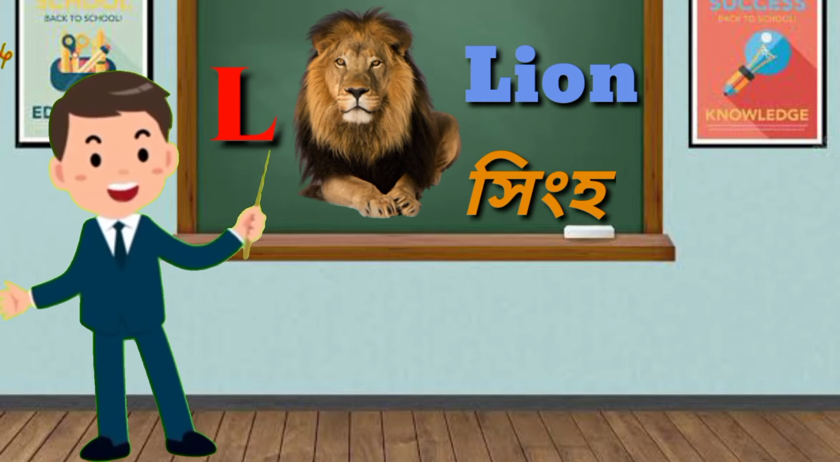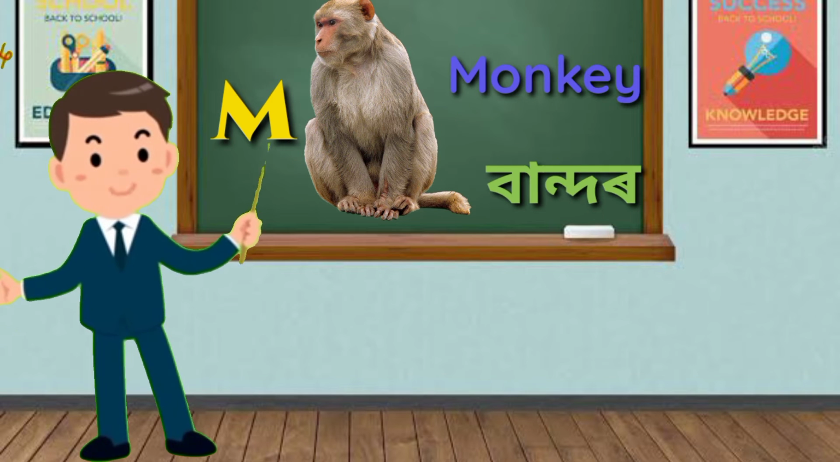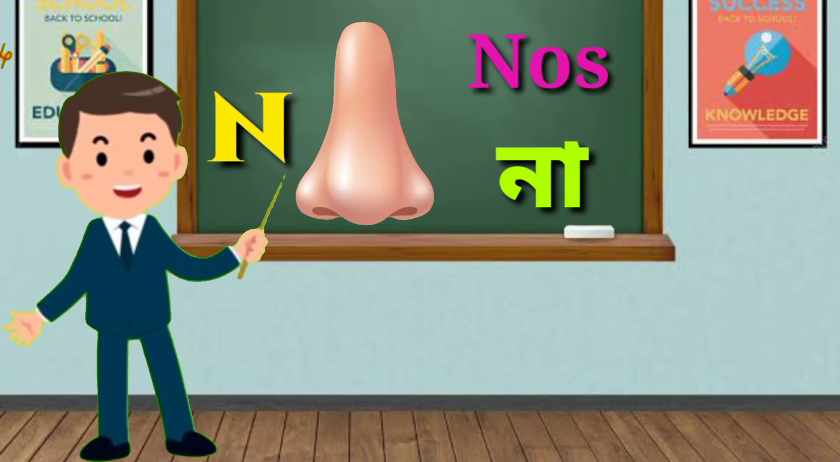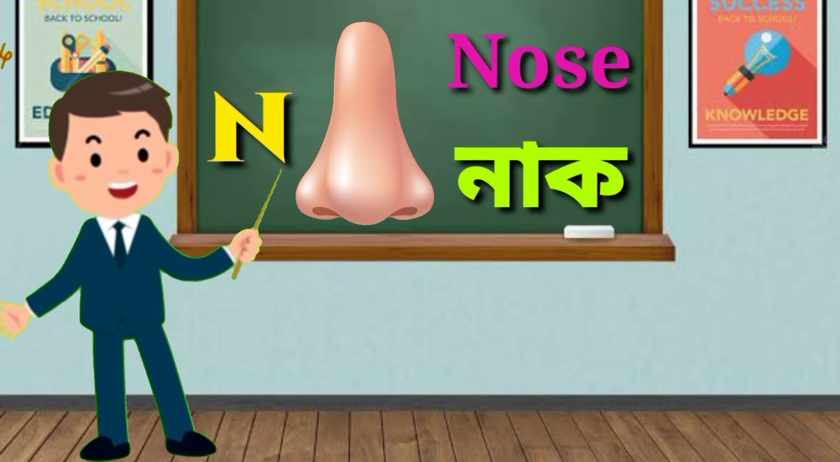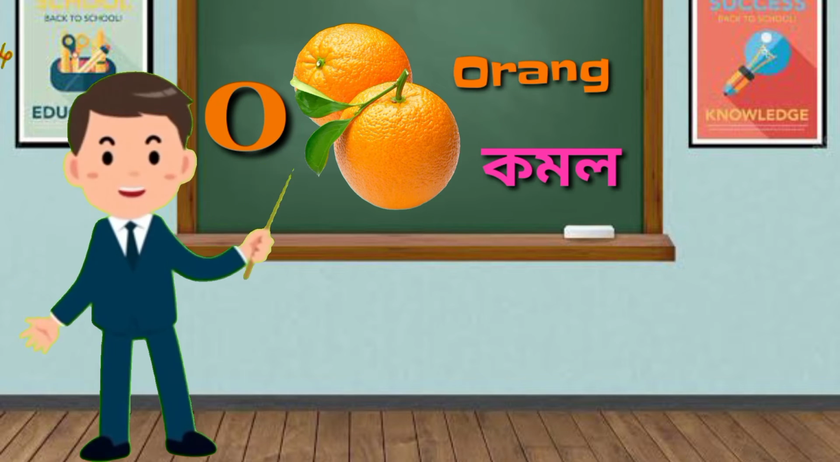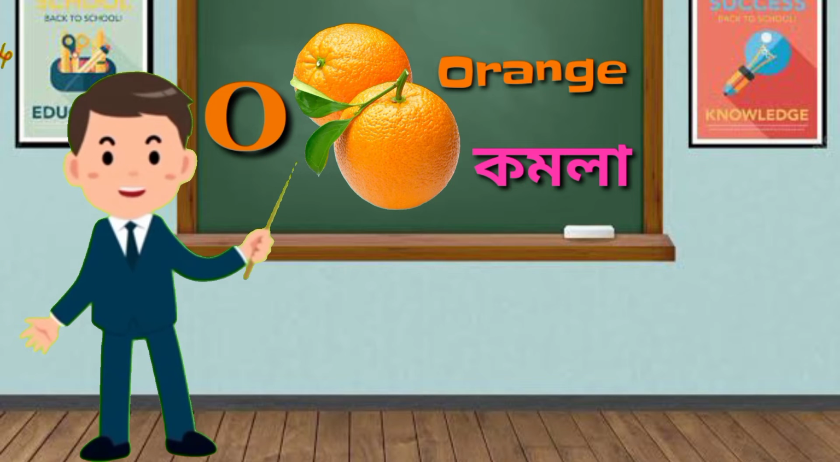L is for lion. Lion মানে সিংহ. M is for monkey. Monkey মানে বান্দর. N is for nose. Nose মানে নাক. O is for orange. Orange মানে কমলা.